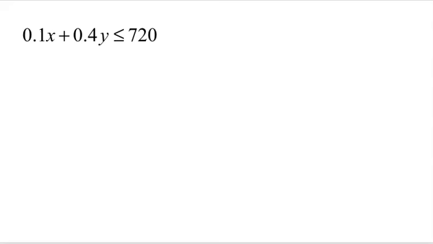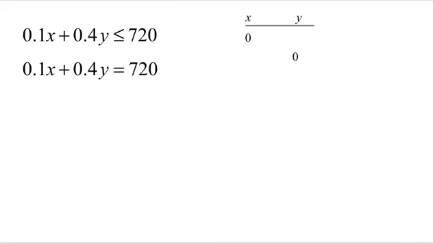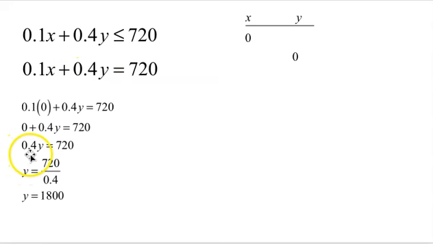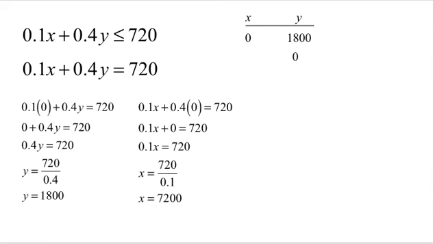This is our inequality. We're going to first graph the line as an equation using our procedure of intercepts. Plugging in 0 for x, 0.1 times 0 plus 0.04y is 720. 0.4y is 720. 720 divided by 0.4, 1800 is y. Plugging 0 in for y, 0.1x plus 0.4 times 0 is 720. So 720 divided by 0.1, we get x is 7200.